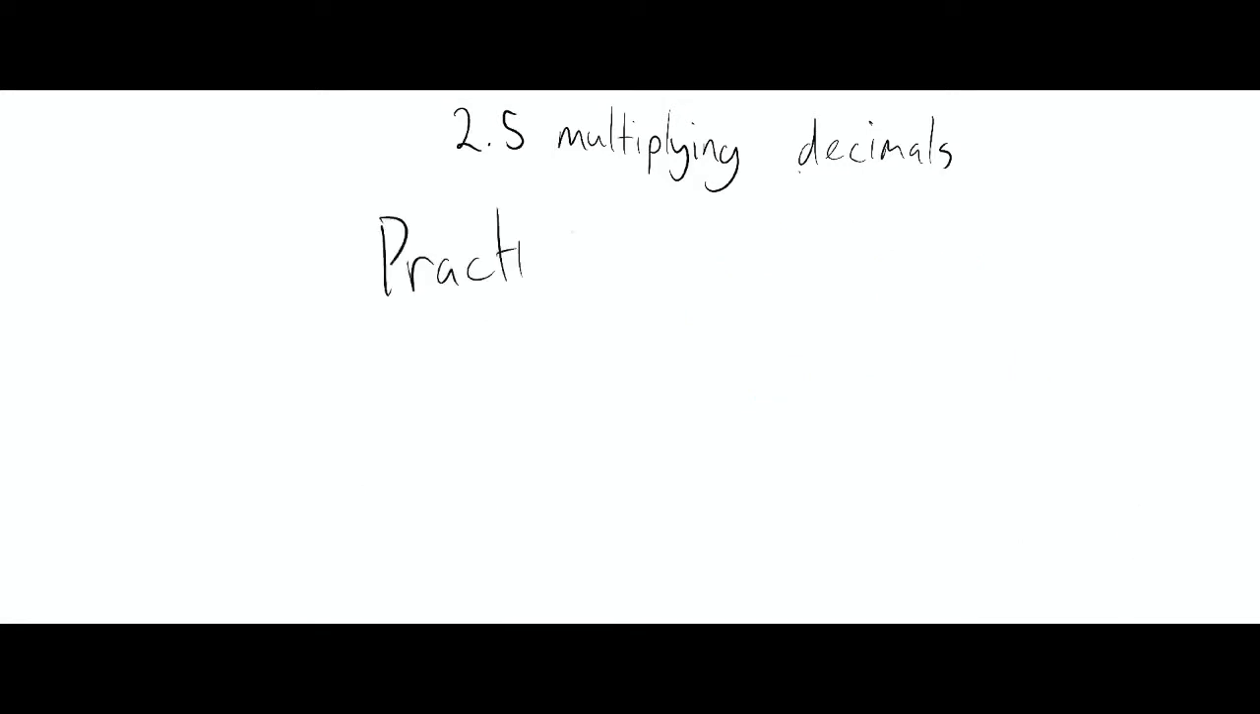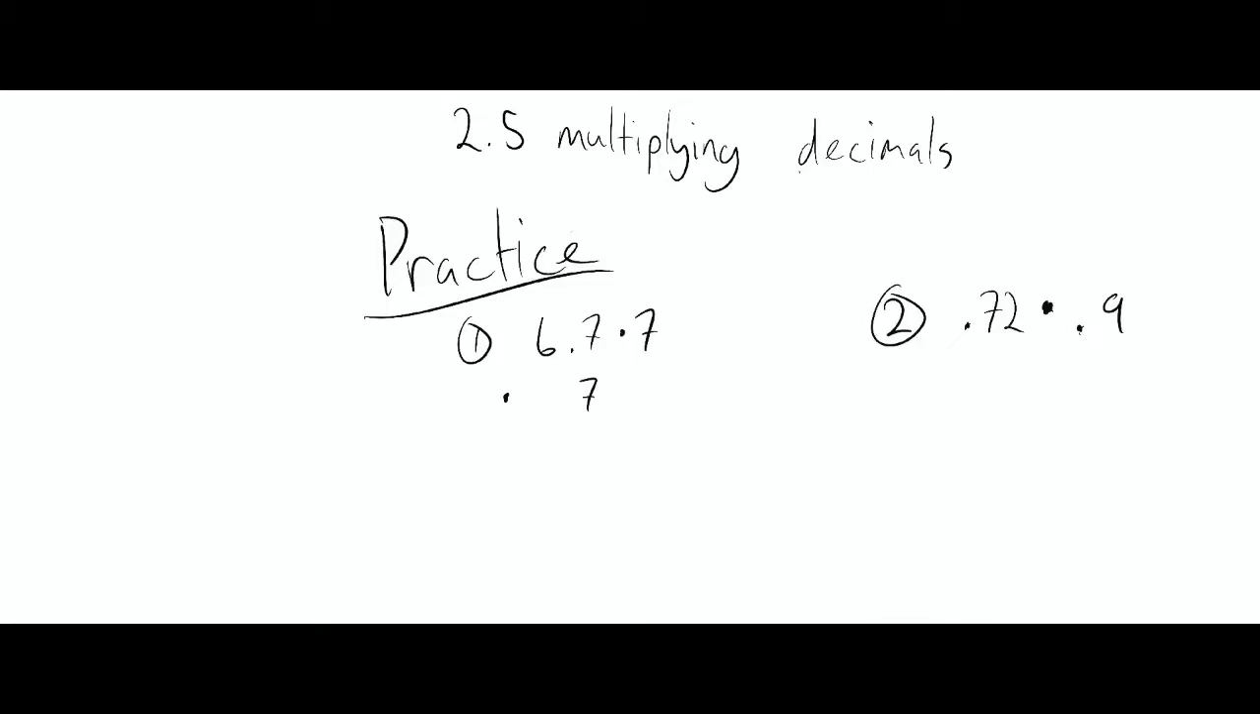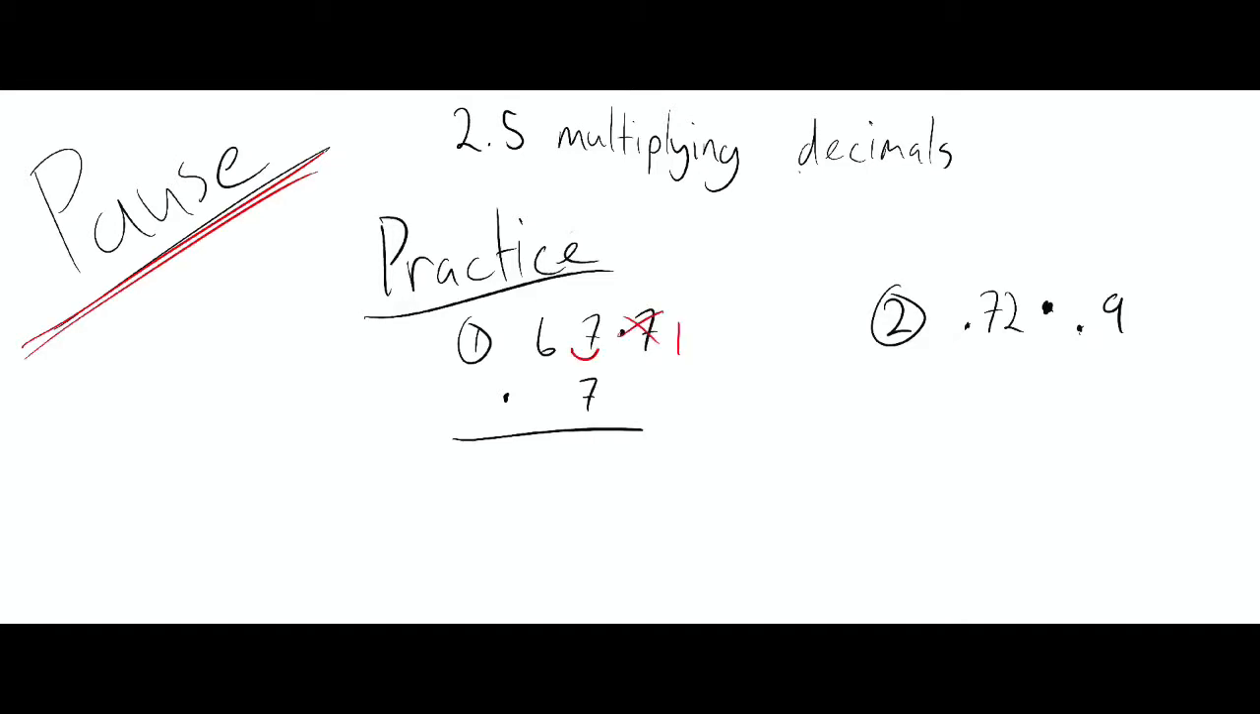All right, let's do a couple practice problems. I'll quickly go over these, so make sure you pause and try them on your own. So we stack them, count the amount of times we have to move the decimal, 1 place, 0, so 1 place in the answer, multiply like normal, and then move it 1 place.